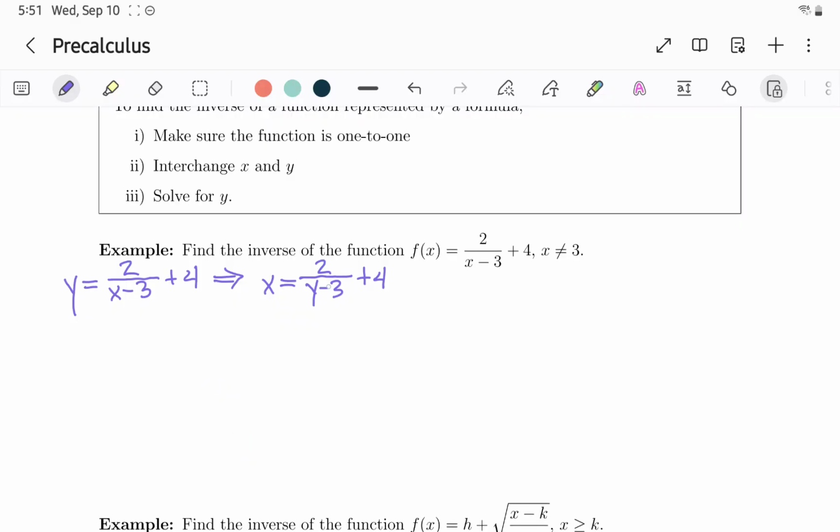And now we want to start solving for y. The way that we can get this expression involving y out of the denominator on the right-hand side is by multiplying both sides of the equation by y minus 3. So if we multiply both sides by y minus 3, on the left-hand side we're going to have x times y minus 3.